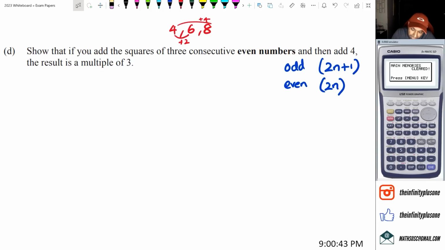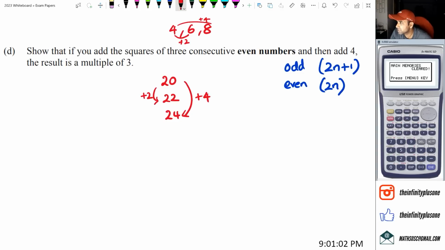Now let me put another number up. Let's say I have 20, 22, and 24. So 20 to 22 is plus 2, and 20 to 24 is plus 4. This is the first part that you need to remember or understand.